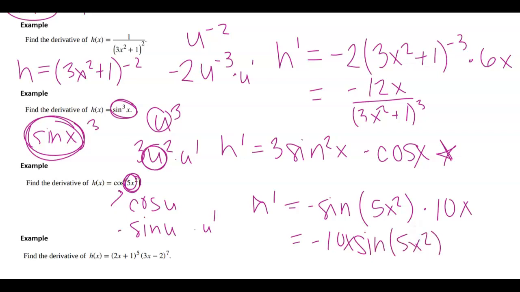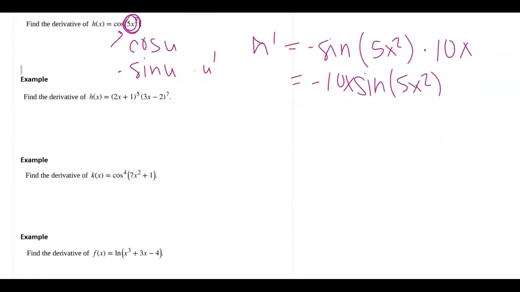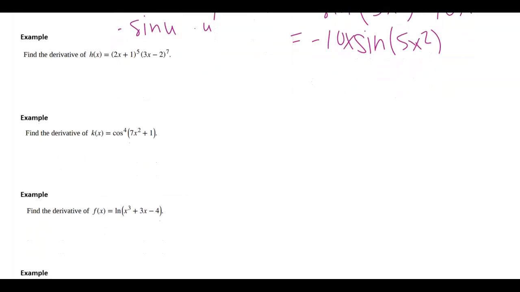All right, we also need to talk about combining some of these rules. So now I have some inside pieces, but then I also have a multiplication. So I have an h of x that is... sorry, my pen is not wanting to work right now.